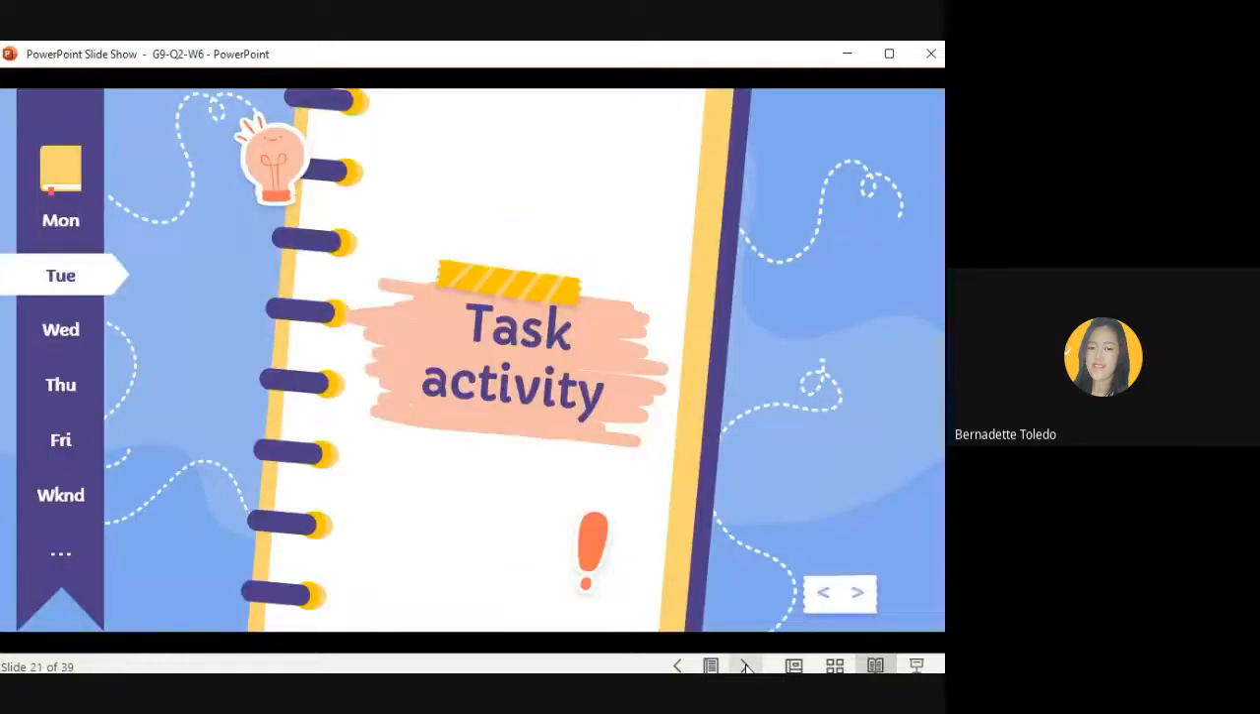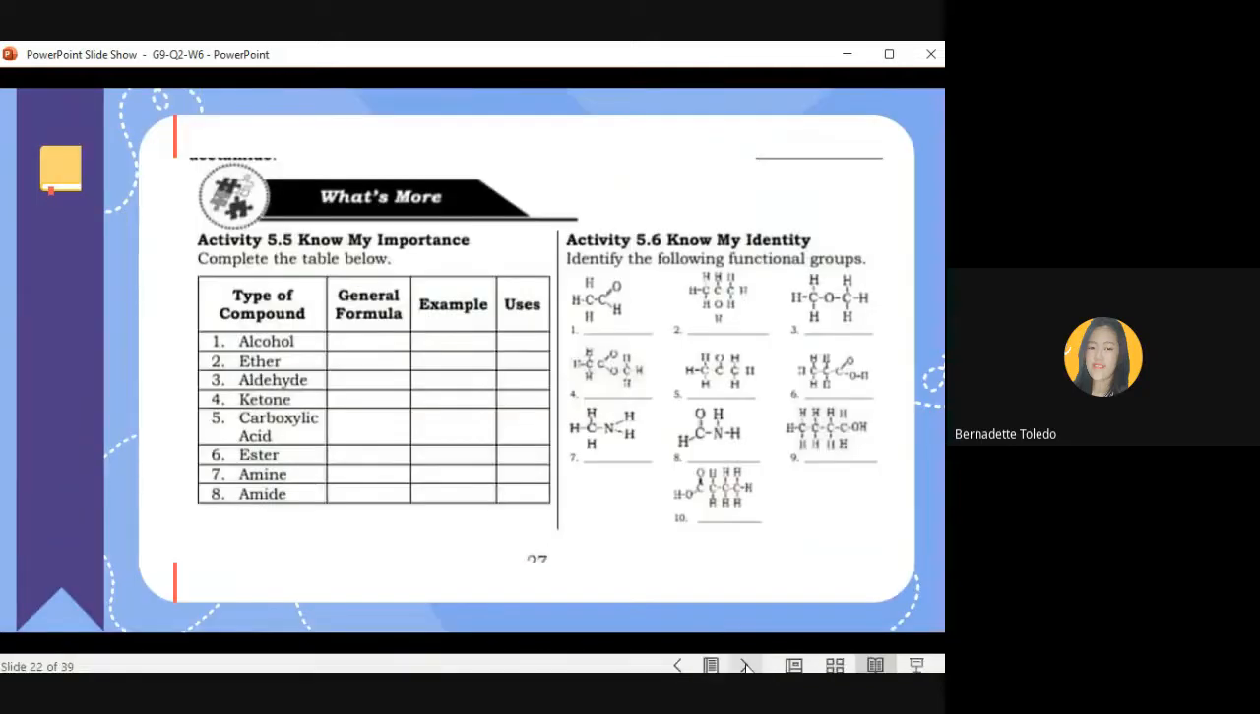Now, for your test activity today, I want you to answer module 5, activity 5.5, know my importance. All you have to do is to complete the table. Para sa general formula, pwede kayong bumalik sa ating video at tignan ano yung mga general formula ng bawat isang functional group. Then example, nagbigay din ako kanina. And what are the uses? We are now familiar with the following products na merong mga compounds na ito. So, pwede na kayong maglagay ng at least one use of the following compounds.